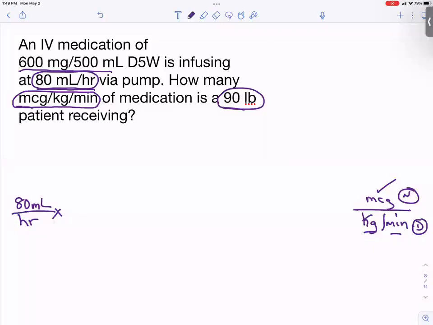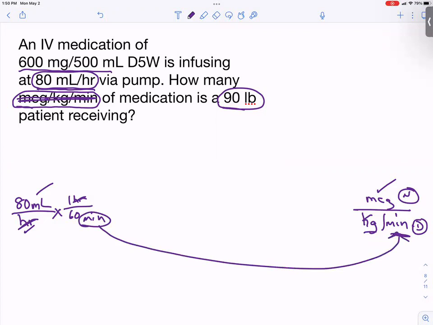So let's start this problem. So I know I'm solving for micrograms per kilogram per minute. I have to get rid of milliliters and hours. So let's start simple. Let's get rid of hours. Change that to minute because I need minute in my denominator. So 1 hour is 60 minutes. That gets rid of my hours, and I have one part of my problem. How do I get milliliters to micrograms? Well, I've already used my 80 milliliters an hour, but I have this conversion in my problem. But it's in milligrams, and I need micrograms.